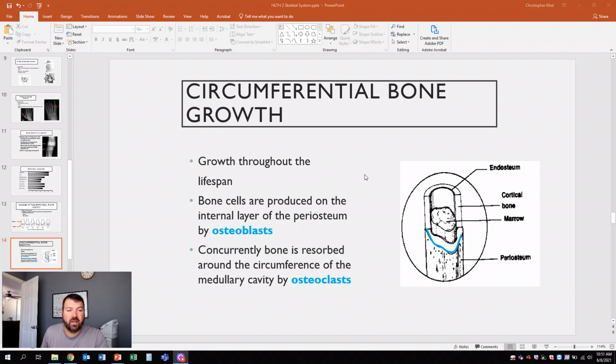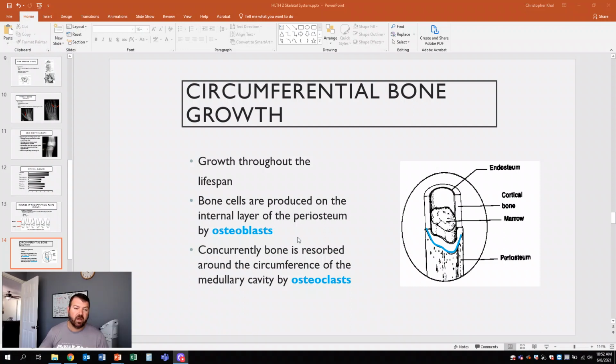All right, the circumference growth, or lack thereof. Bone is laid down when it's needed and taken away when it's not. The osteoblast and osteoclast play a factor in the thickness and strength of the bones.